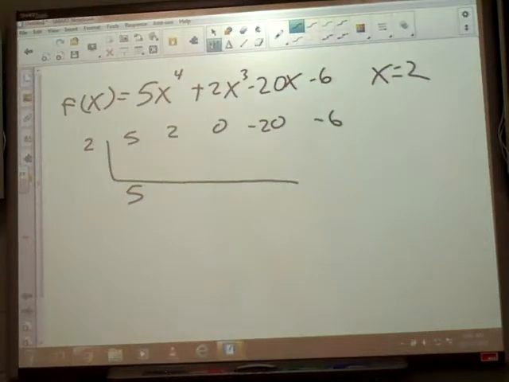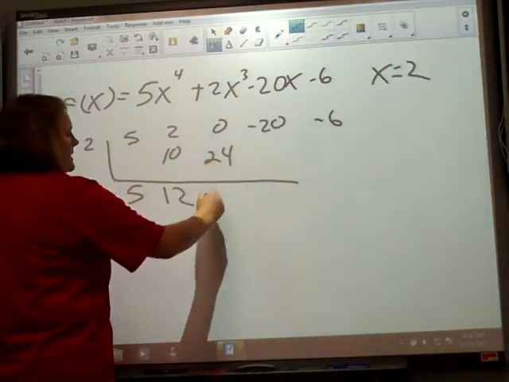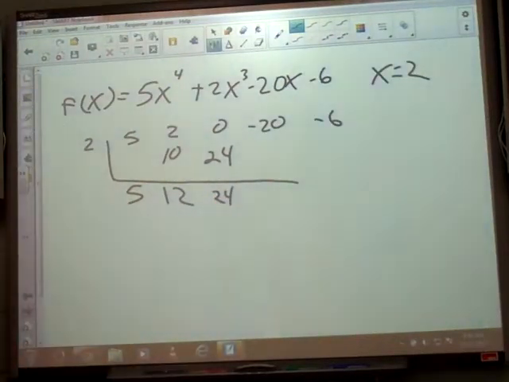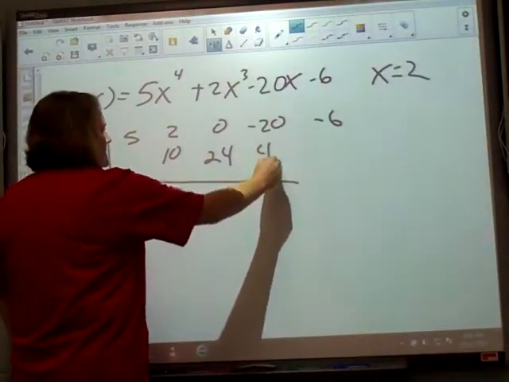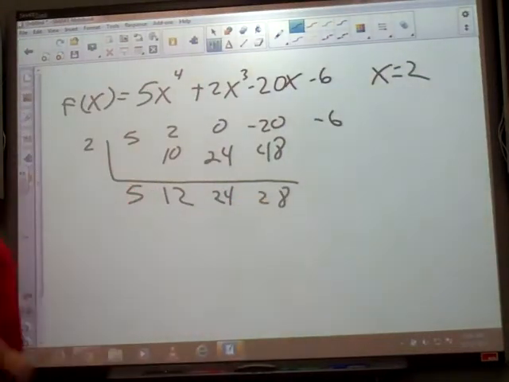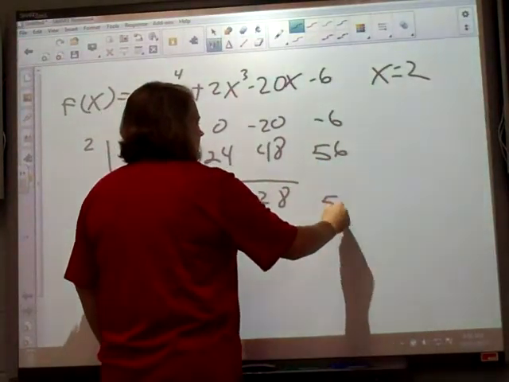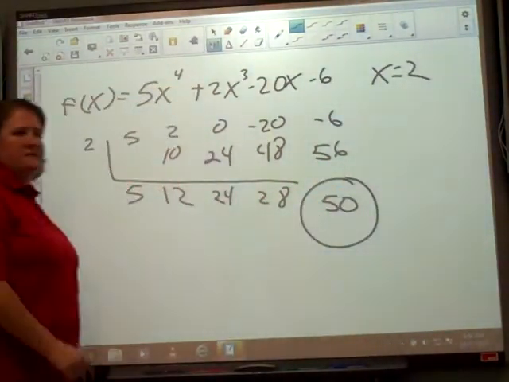Alright, here's how it would look to start. What's 28 times 2? 56, yeah. So I drop my 5. 5 times 2 is 10. I add and get 12. 12 times 2 is 24. I add and get 24. 24 times 2 is 48. I add and get 28. 28 times 2 is 56. I add and get 50. So f of 2 is 50.